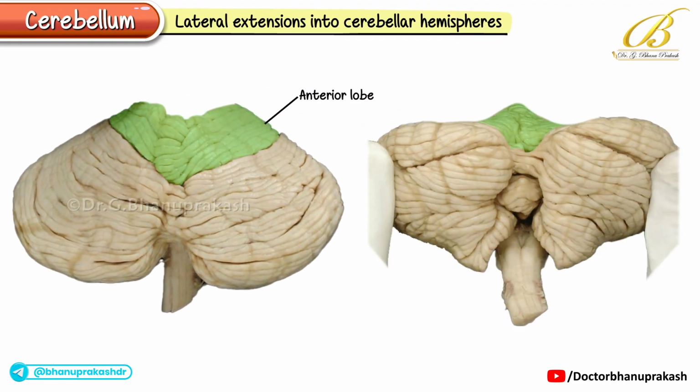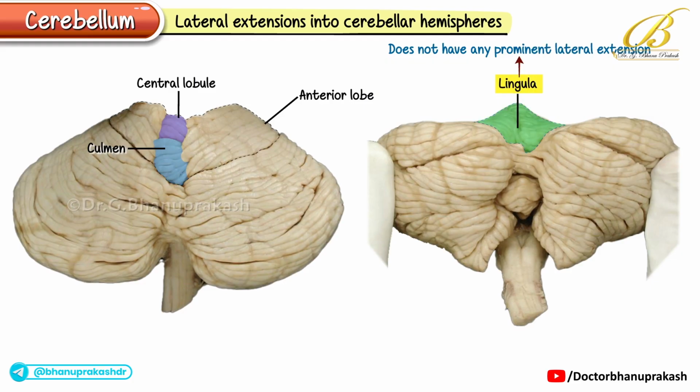Let's begin with the anterior lobe. Here, the vermis has three parts: the lingula, the central lobule, and the culmen. The lingula does not have any prominent lateral extension. The central lobule, however, extends laterally as the alae. The culmen extends into the hemispheres as the quadrangular lobule.